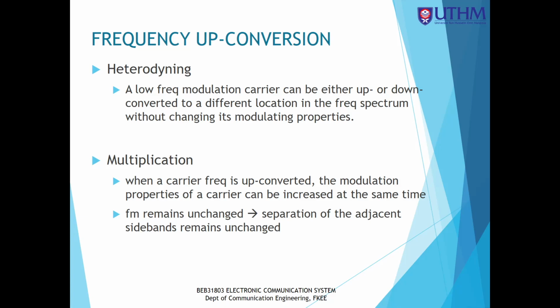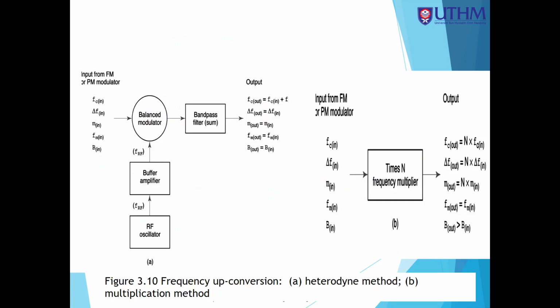So if the input is, for example, 10 kilohertz, we increase by 10 times. That means 10 kilohertz multiplied with 10, so the output of the frequency multiplier is 100 kilohertz. Okay, so we're going to see the picture over here to understand these two processes, heterodyning and also the multiplication.